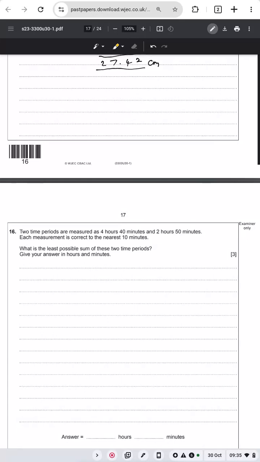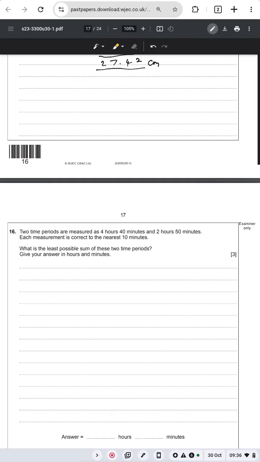Question 16. Two time periods are measured as 4 hours and 40 minutes and 2 hours and 50 minutes, each measured to the nearest 10 minutes. What is the longest possible sum of the two time periods? Give your answers in hours and minutes.